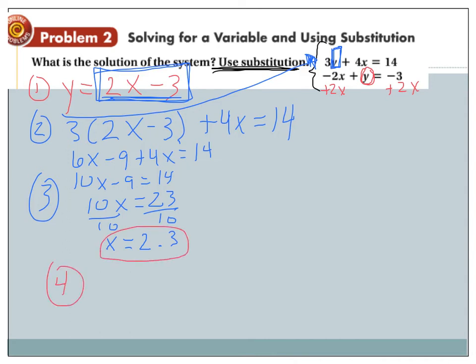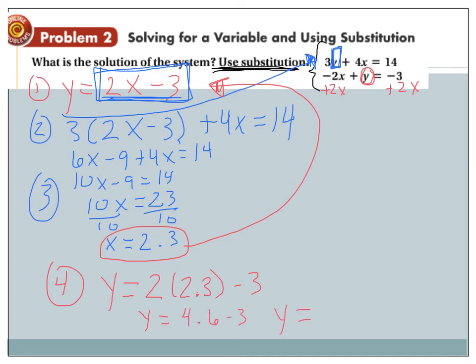So I'm going to, again, use this first equation that I rewrote for y. I have y is equal to 2x minus 3. Instead of writing x, I found out that x is equal to 2.3. So I'm going to write 2.3 in for x minus 3. So I have y is equal to, this will be 4.6 minus 3. y is equal to 1.6.